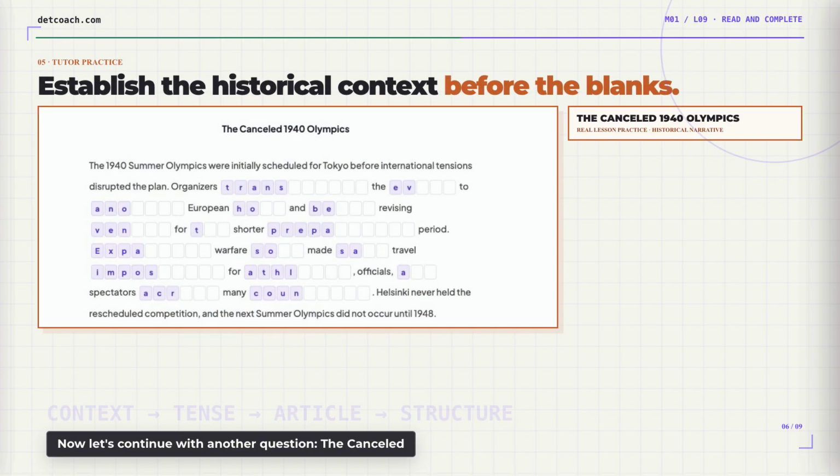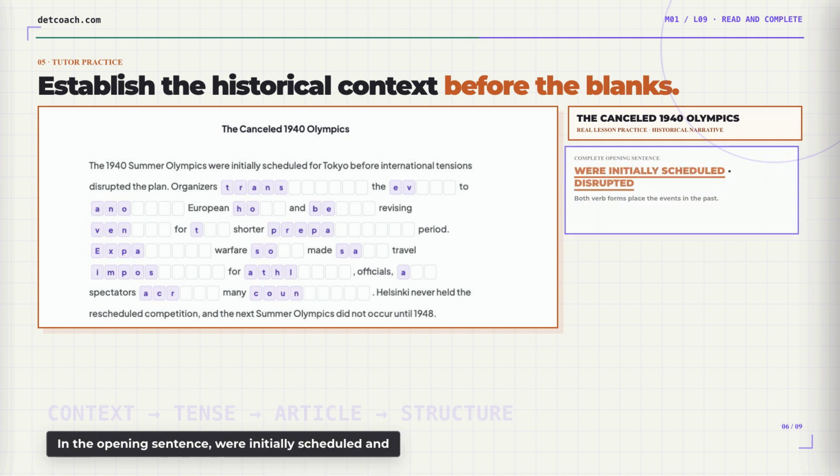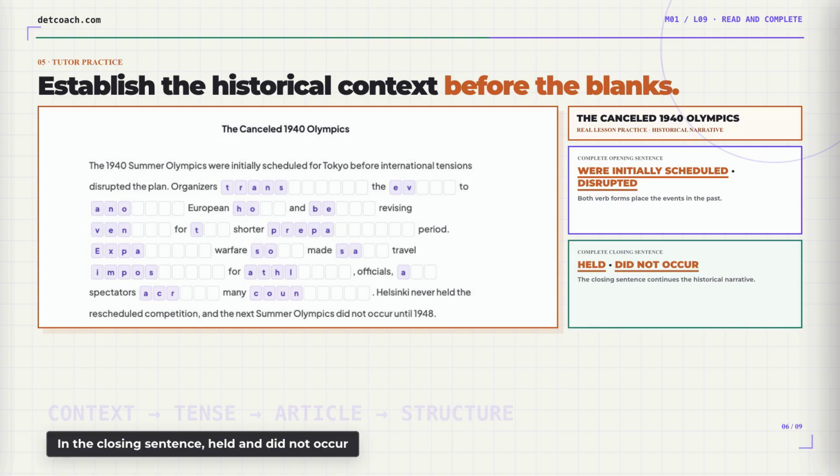Now let's continue with another question, the canceled 1940 Olympics. Do not begin by filling in each blank. Read the title first, followed by the opening and closing sentences. In the opening sentence, were initially scheduled and disrupted. Both place the events in the past. In the closing sentence, held and did not occur continue the historical narrative.